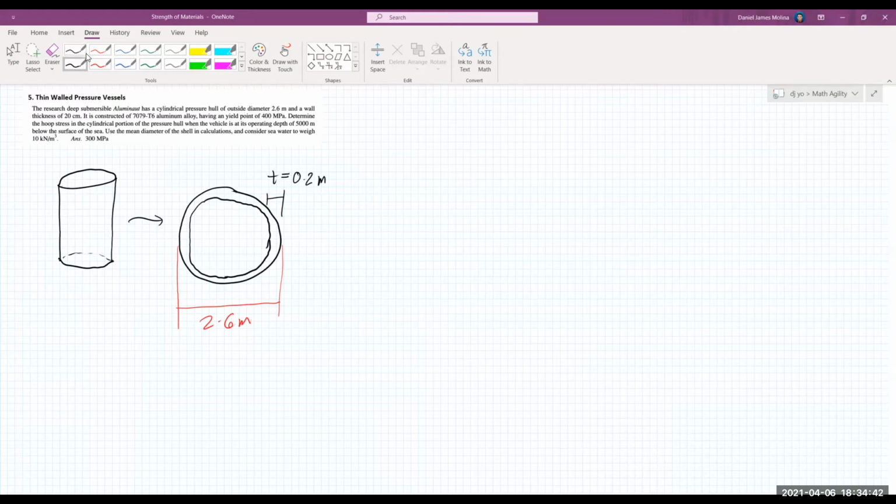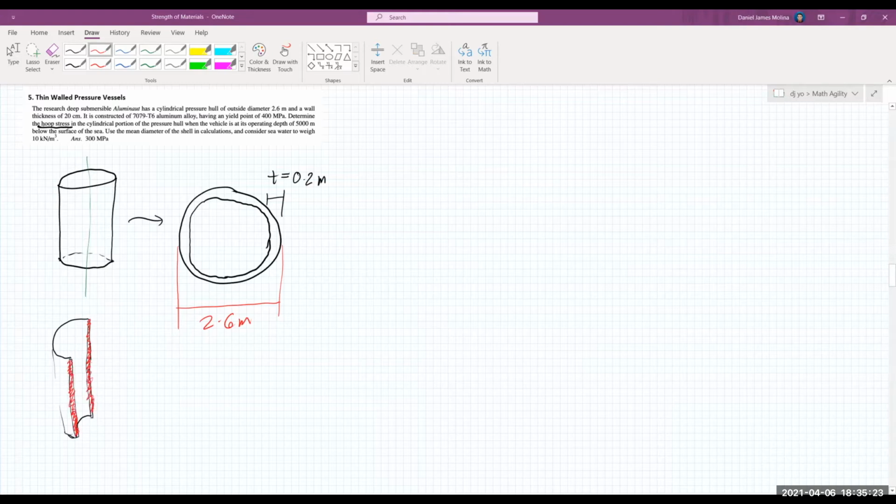Okay. Then we are asked to calculate the hoop stress. Hoop stress is actually the circumferential stress. So if we will cut a plane at the vertical axis here, so the thin-walled pressure vessel will look like this one, approximately this. And then there will be an exposed force which will act at the walls of the aluminum tank.